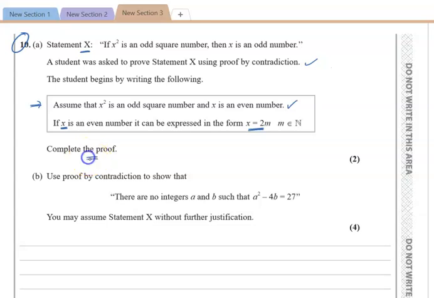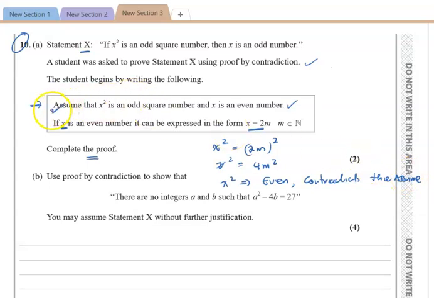So in order for us to complete the proof, all we need is to get x squared. So x squared will be (2m) squared. That means our x squared is 4m squared, which is even. So x squared is even, which contradicts the assumption. Which assumption are we talking about? Which contradicts the assumption, which is this one over here. Therefore, the first statement is correct.